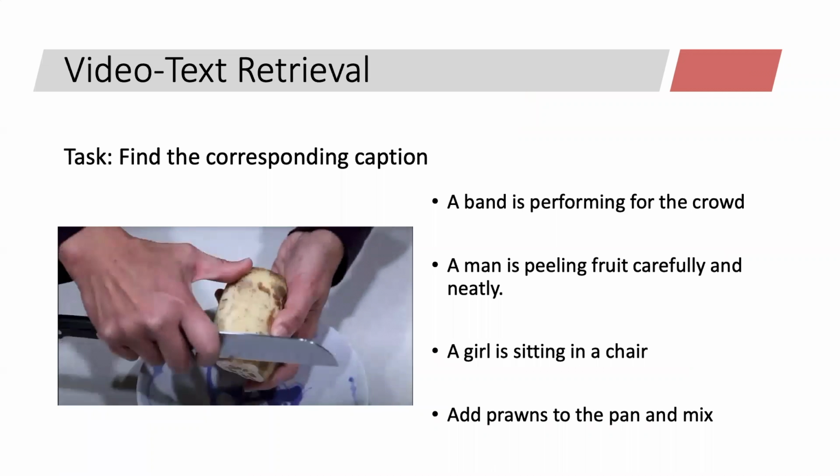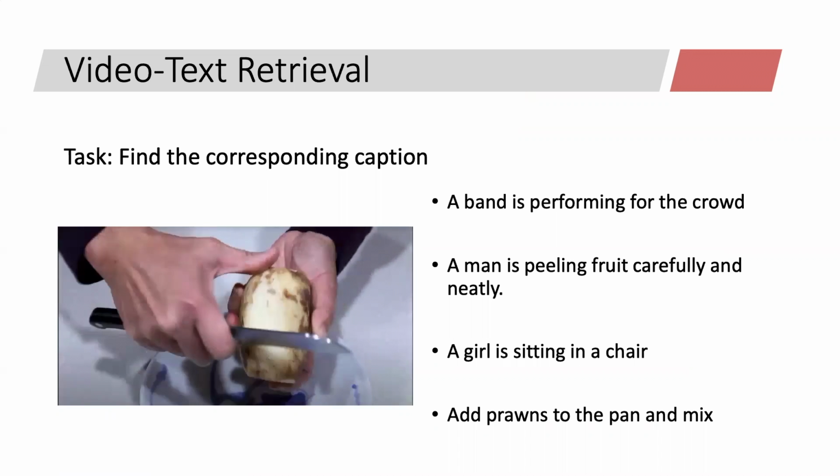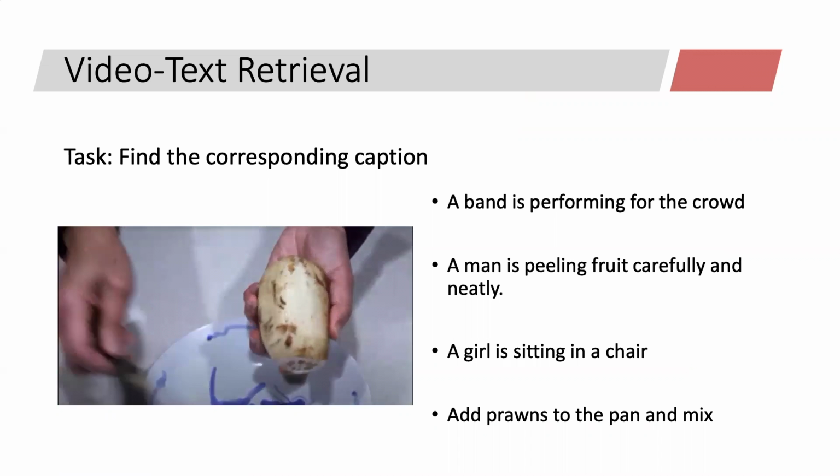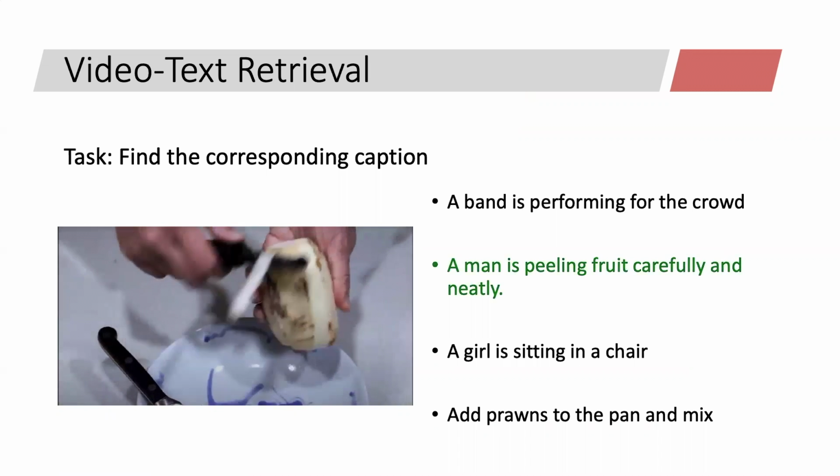To start with, let's define the task of video retrieval. Given a query video, find the corresponding caption. In this example, "a man is peeling fruit carefully and neatly" is the ground truth caption to retrieve.